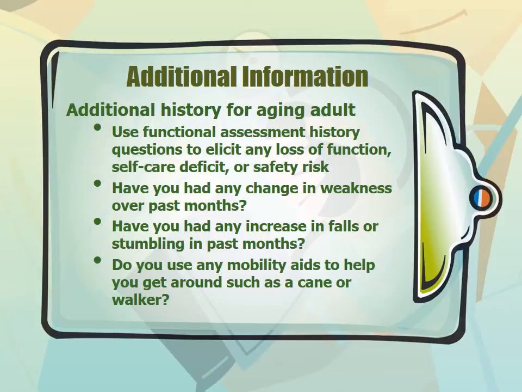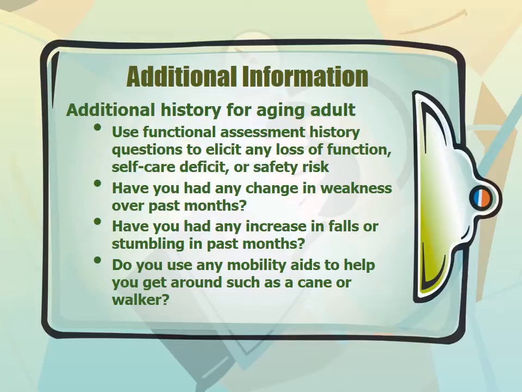What about for an aging adult? Again, remember I said that when it comes to musculoskeletal, a lot of times what we're truly assessing is an individual's capabilities in order for ADLs to occur. Using functional assessment history questions to elicit any loss of function, self-care deficit, or safety risk. We are going to ask them questions about their ability to do ADLs and whether they have lost any function, whether they can still care for themselves, or whether their lack of ability is causing any kind of safety risk.